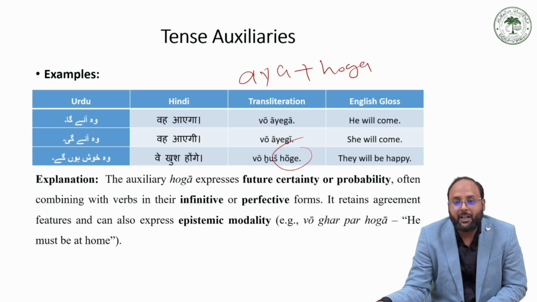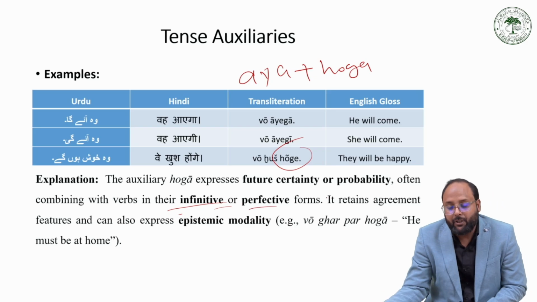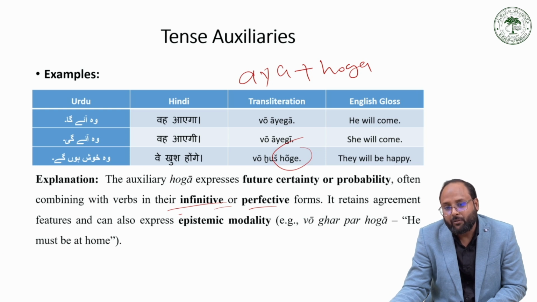So the auxiliary hoga expresses future certainty and probability, often combined with the main verb in its infinitive and perfective forms. It retains the agreement feature and can also express epistemic modality, like वो घर पर होगा. So this kind of sentence expresses, through the future tense, a function as a modality, like वो घर पर होगा.